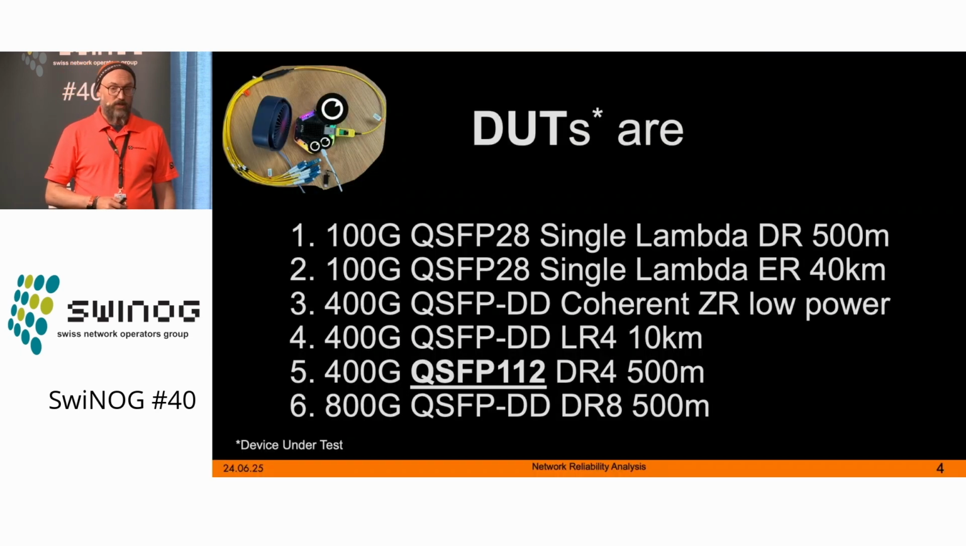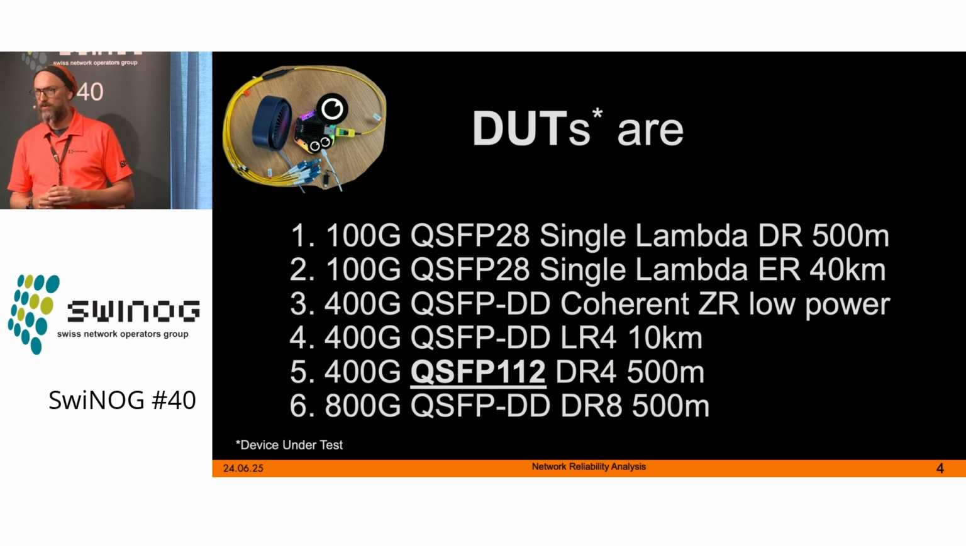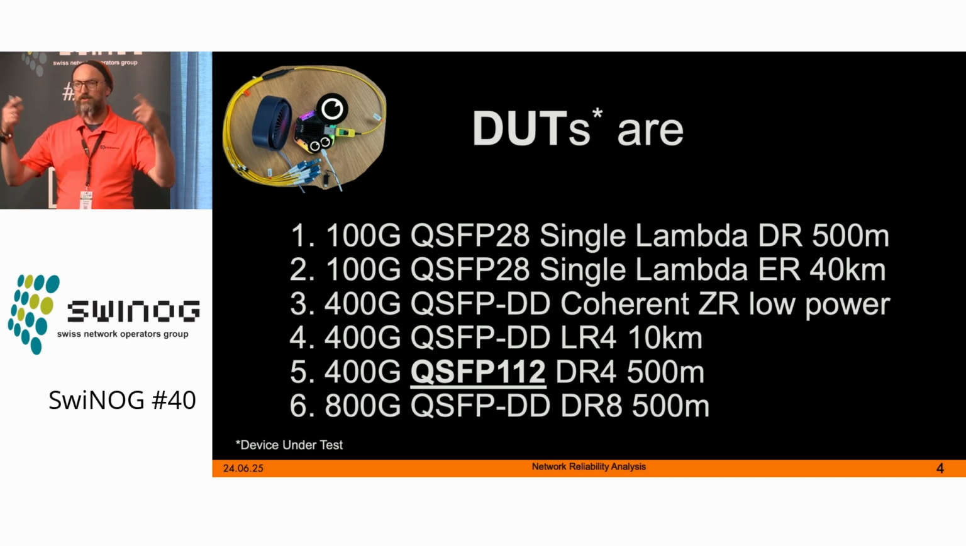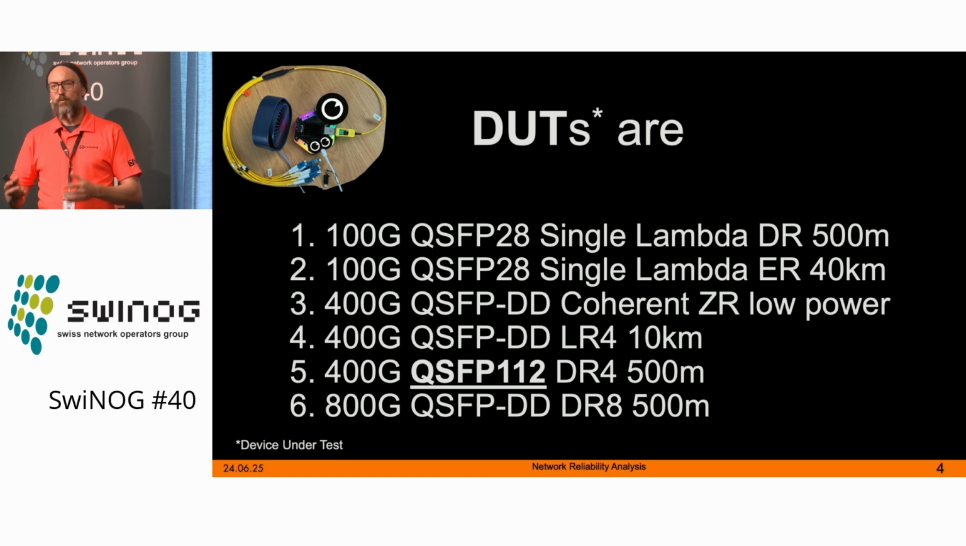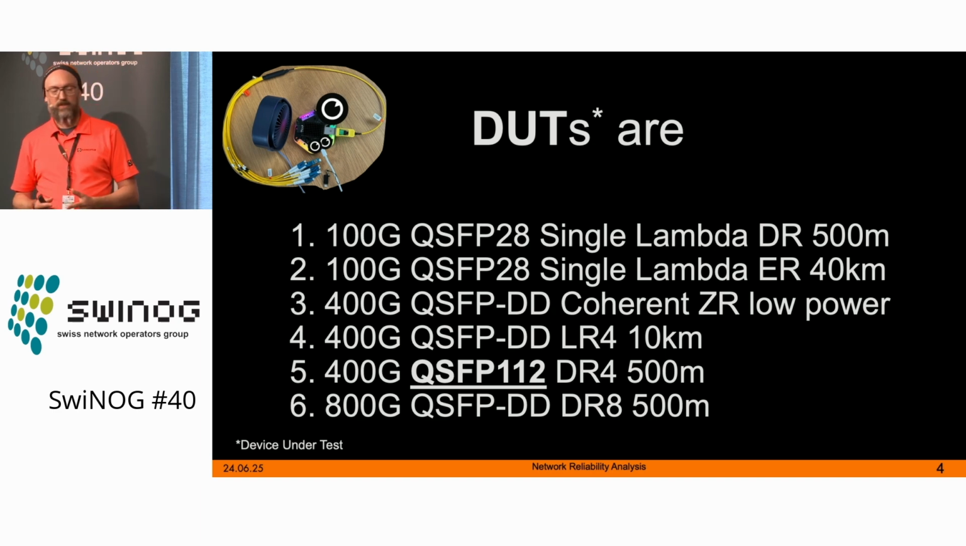Okay, so what did we test? We tested a couple of transceiver pluggables. All of them have a DSP inside, and starting at the bottom with the 800 gig ones, like a DR8 doing 500 meters. We also looked at the latest developments in 400 gig up to a QSFP 112. What is so special about QSFP 112? It is the next generation of the QSFP DD, but more on the electrical side. On the electrical side, we have 4 lanes running 100 gigabit instead of 8 lanes doing 50 gigabit. That's the major difference between QSFP DD and QSFP 112.